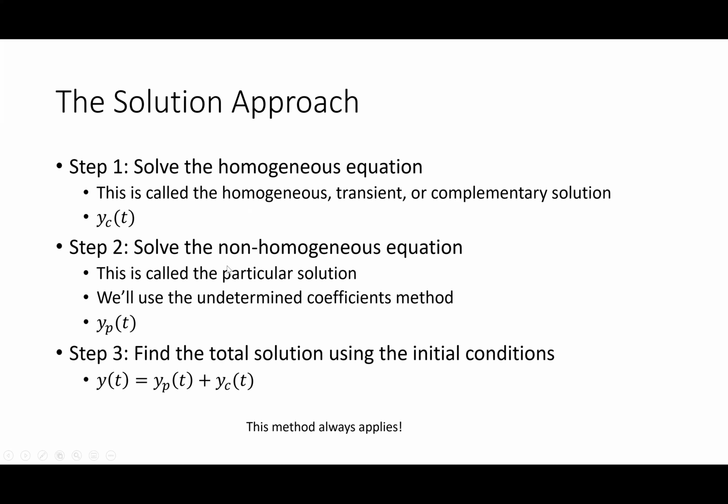The non-homogeneous equation is just the equation, whatever I was given originally. The solution to that is what I call the steady state solution, or the particular solution. We use something called undetermined coefficients to do that, and we're going to talk about that method some more. Our solution to that is called y sub p, and then the final solution, the total solution, is basically combining those two. It's with the combination of those two that I solve for my initial conditions.